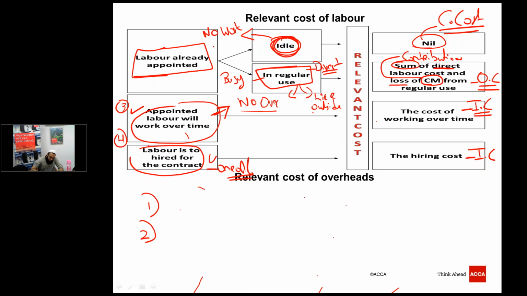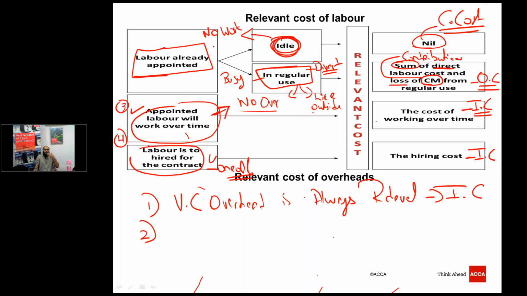Relevant cost of overheads. Remember, variable overhead is always relevant. This is incremental cost. Variable overhead is one that varies with the level of output. If output increases, variable overhead will increase. Okay. Number 2, fixed overheads. Fixed overheads had 2 cases. Always irrelevant.